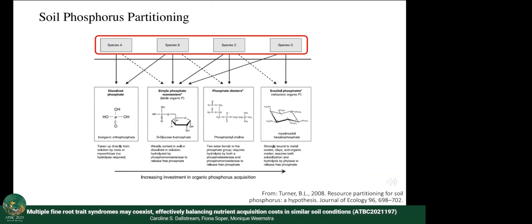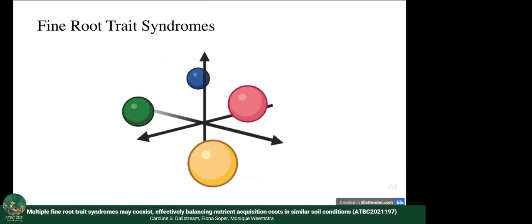In fact, the resource partitioning hypothesis posits that tropical plant coexistence is partially explained by differential investments into acquiring soil phosphorus fractions among species. In order to infer nutrient acquisition strategies, multiple types of fine root traits can be quantified and integrated. Although any possible combination of fine root trait values could occur, we propose that it is far more likely that certain values are coordinated and can be grouped into recurrent trait syndromes.